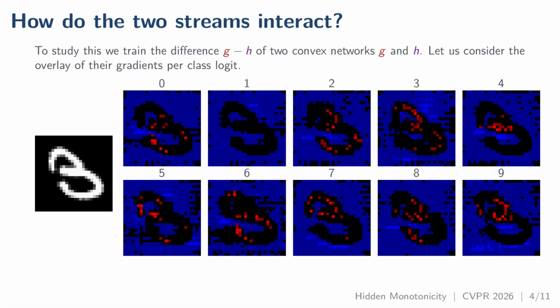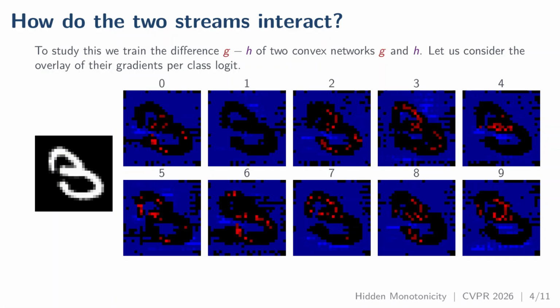For our MNIST models, let us take a look at the overlays of their gradients per class logit. The figure here shows an input digit 3 with the G gradients in red and the H gradients in blue. First of all, we observe that the gradients are highly class sensitive. The positive network G often seems to find the respective logit stroke in the given ground truth image, which in this example you can see particularly well for logits 0, 3, and 6.